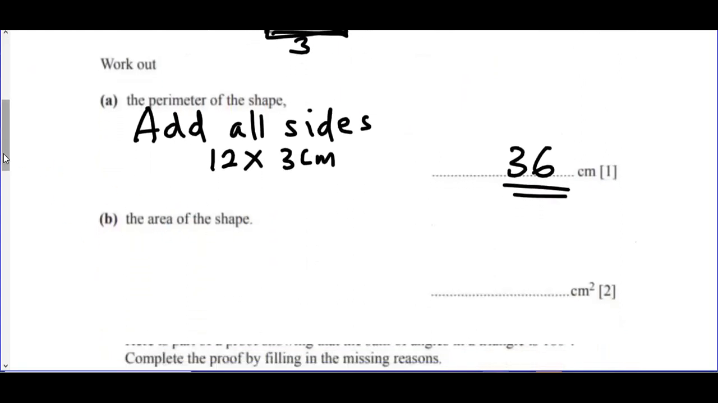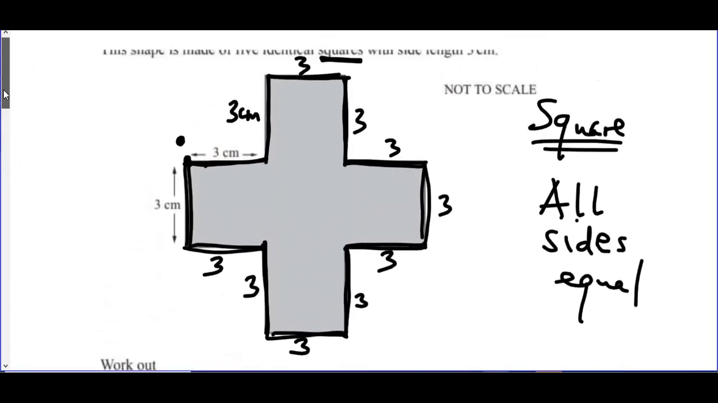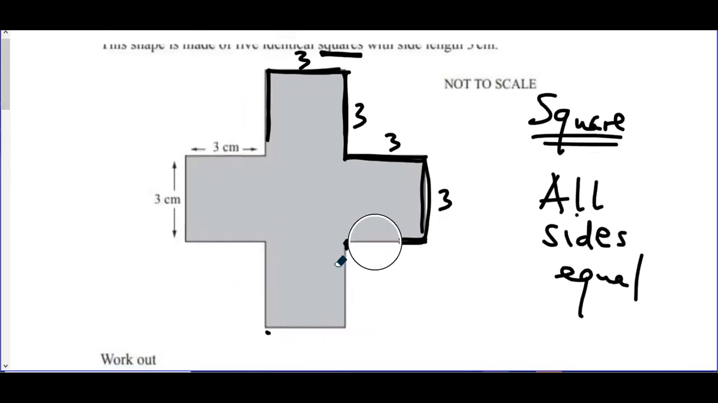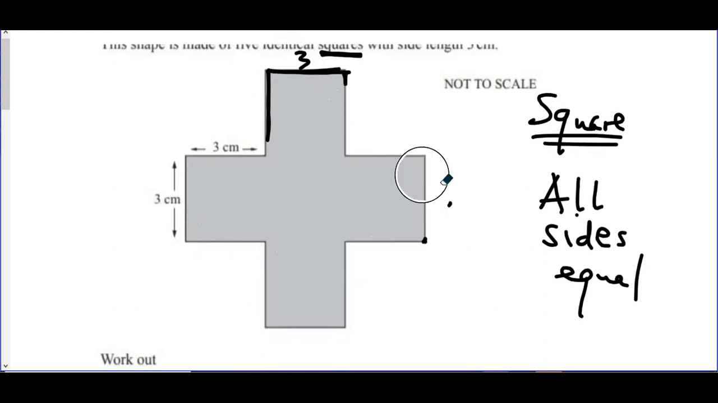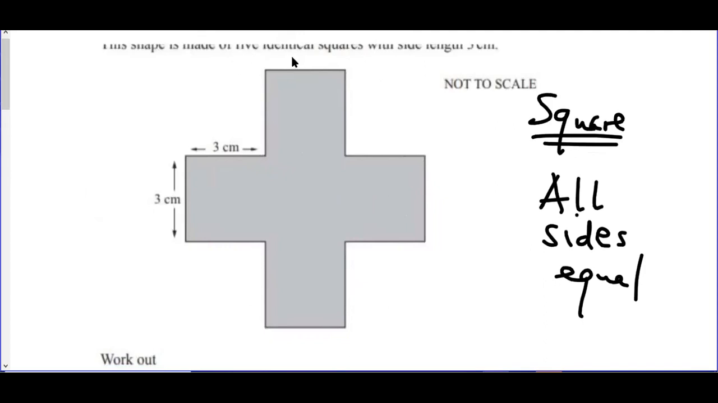The area of the shape. Oh, the area now is different. For the area, you need to cut this shape into known shapes. To find the area, this is known as a compound shape. But this compound shape is made by joining squares, 5 identical squares. So we need to find the area of this shape.